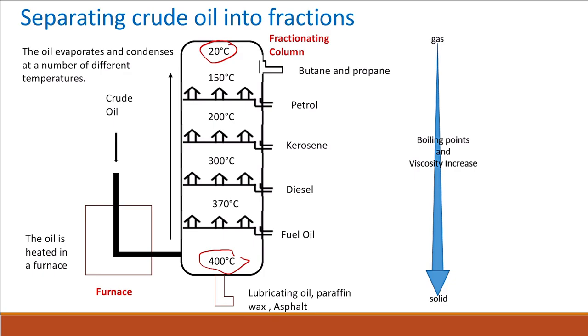And then the different fractions will condense and will be collected at different points from the fractionating column. The higher the boiling point of the fraction, the lower it will be collected from the fractionating column. As you go down, you can see that the boiling points and viscosity will increase.